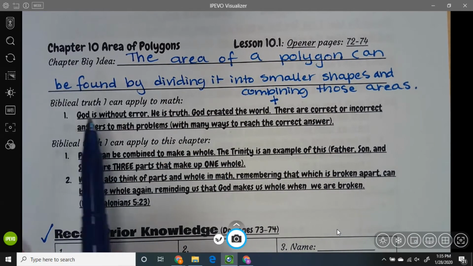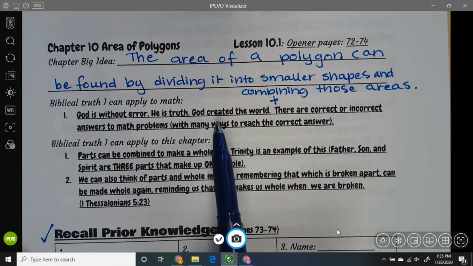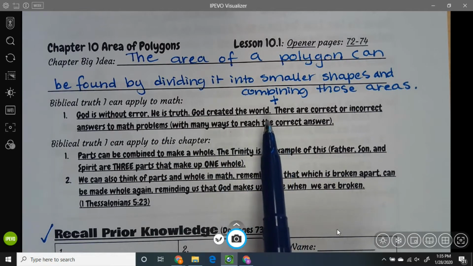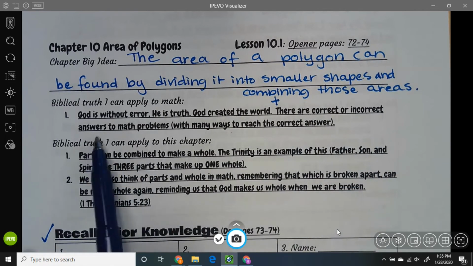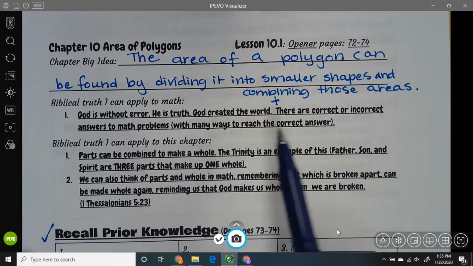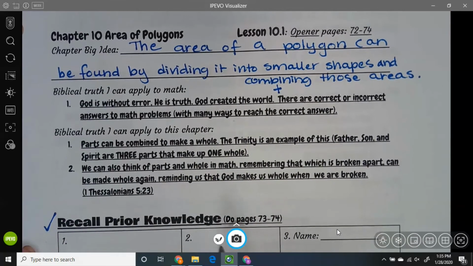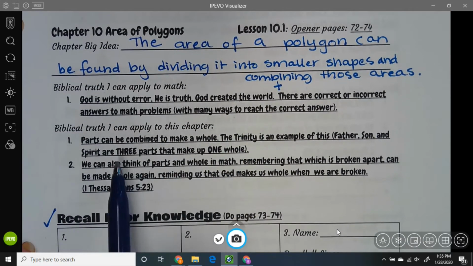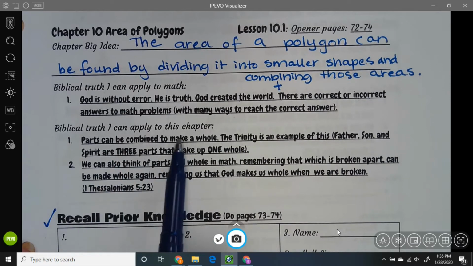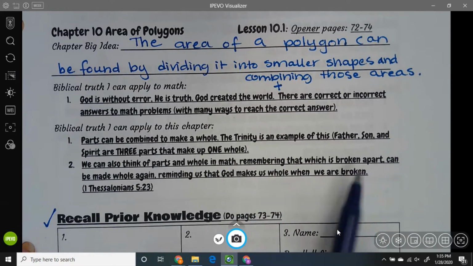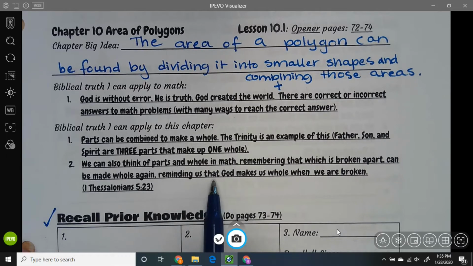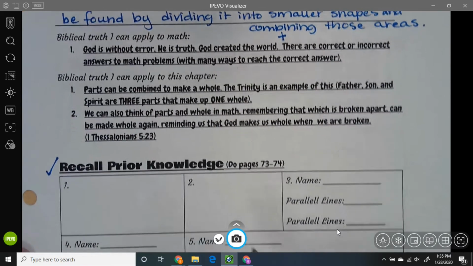We know God is without error. He is truth. He created the world, and that obviously math is the language of science, and science is the study of God's creation. We know there are correct or incorrect answers to math problems, but there's many ways to reach the correct answer. We're going to see that a lot this chapter. We know that parts can be combined to make a whole, and we can also think of parts and whole in math, remembering that which is broken apart can be made a whole again, reminding us that God makes us whole when we are broken.